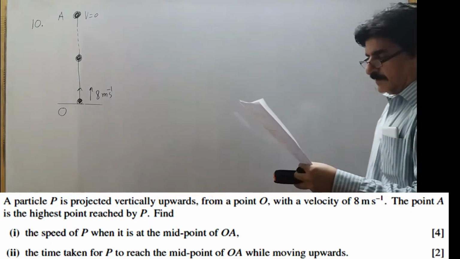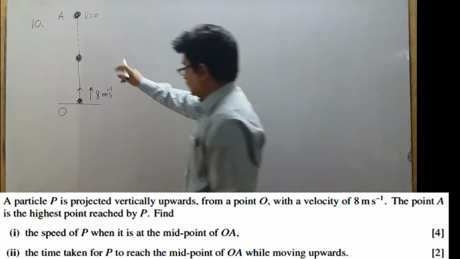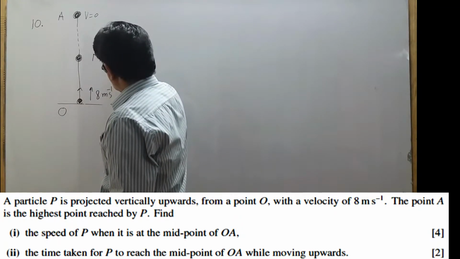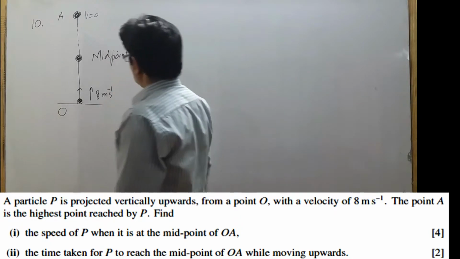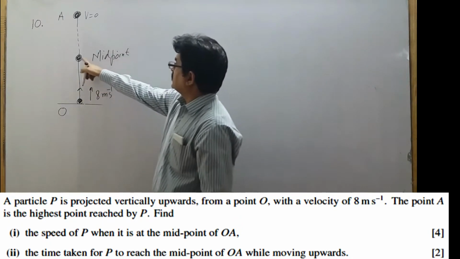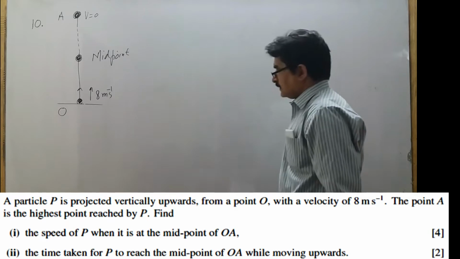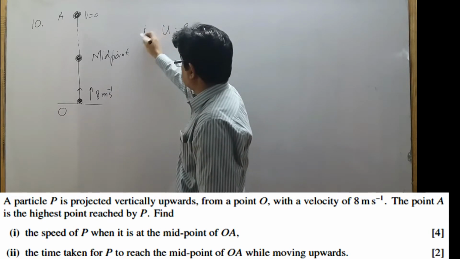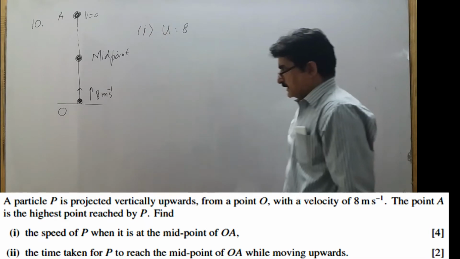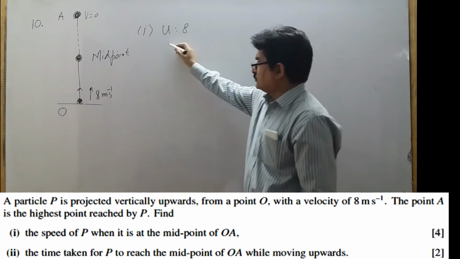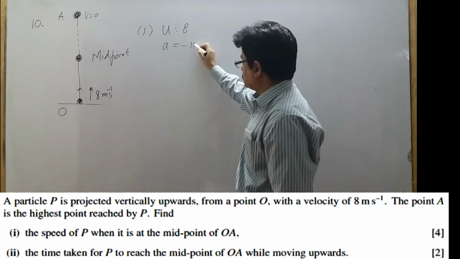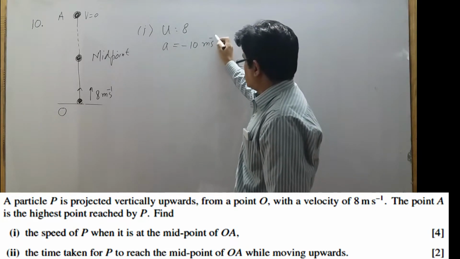Find the speed of P when it is at the midpoint of OA. Say this is the midpoint. So we have to find the speed of this particle at the midpoint. You are given, this is the first part, the initial velocity. You know for upward motion, acceleration due to gravity, also denoted by g, is 10 meter per second square.